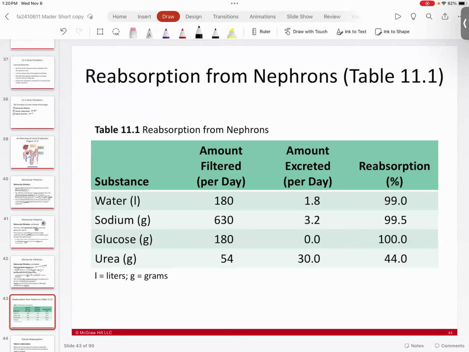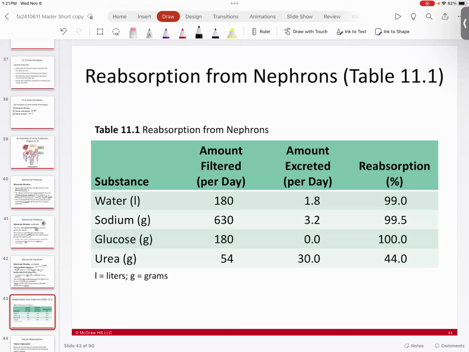Now, this is not what it's going to look like once you get ready to flush it, right? Once you get ready to flush it, your filtrate looks very different. That's because you're adding to and taking away through this reabsorption and secretion process. And so that's something that's constantly going on in this particular system.